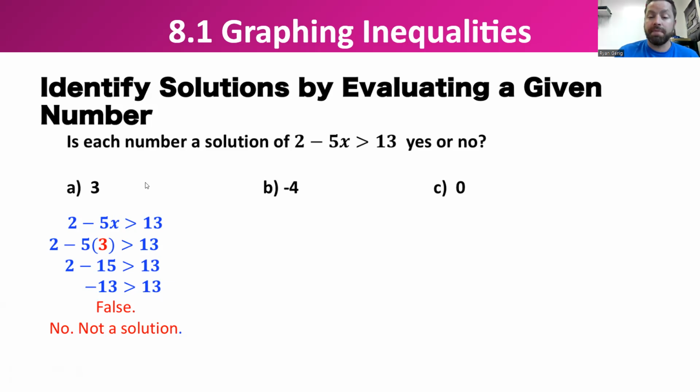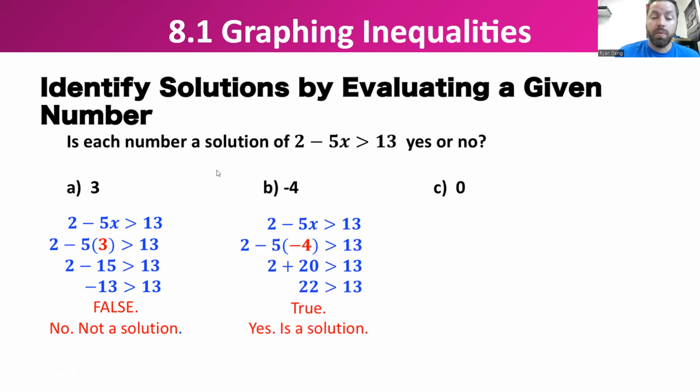Pause the video. Try B and C and see how you do. Okay, hopefully you paused it and tried it. With negative 4, you find 2 minus 5x. 5 times negative 4 is negative 20, and then you have 2 minus negative 20, which is 2 plus 20, and you get 22 is greater than 13. That's true. Since it's true, negative 4 is a solution.